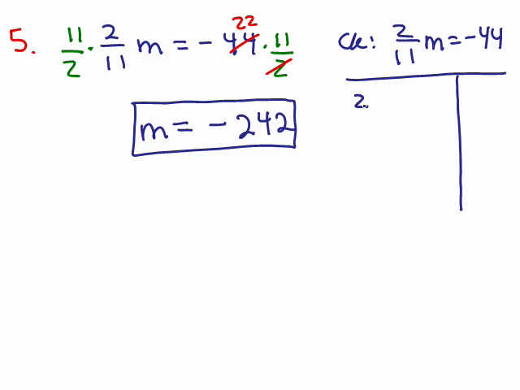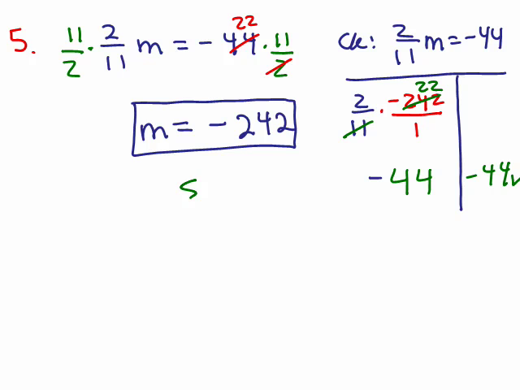Now we're going to check it. You're going to plug in -242 for m, and I'm going to write that as a fraction. So I have a positive times a negative, so my answer is going to be negative. And let's see, 11, does that go into 242? Well, you could just do long division, and you will get -22. So this will be -44. And on the right side, I've got -44 as well, so this is the correct answer.